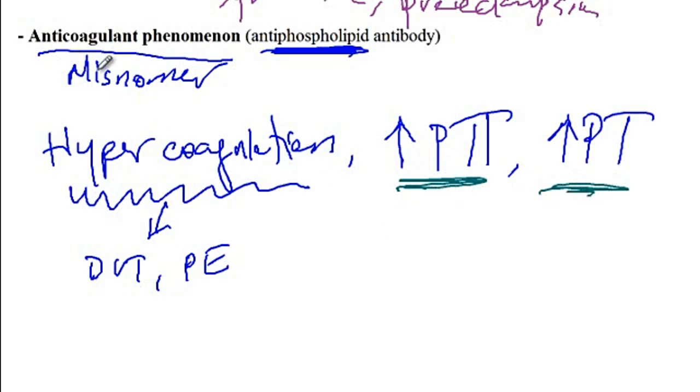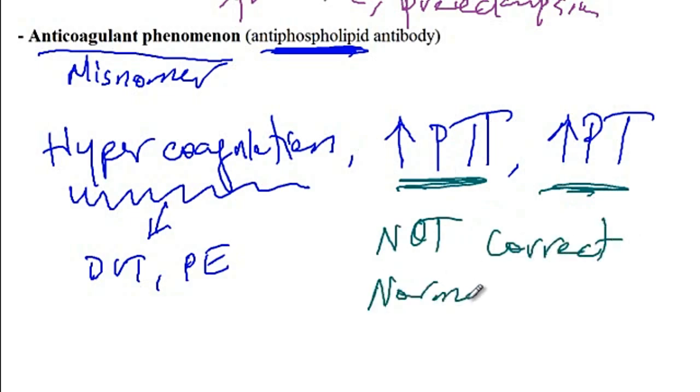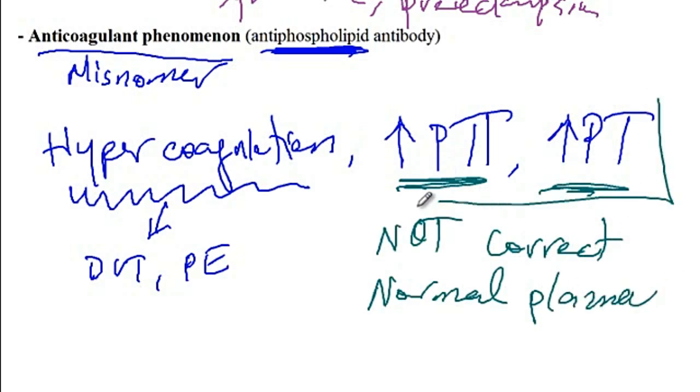In patients with SLE, however, it's the antibodies that are causing elevated PT and PTT, and thus these lab abnormalities do not correct by giving normal plasma to these patients. So just keep that in mind, that PT and PTT cannot be corrected by giving normal plasma in patients with SLE.